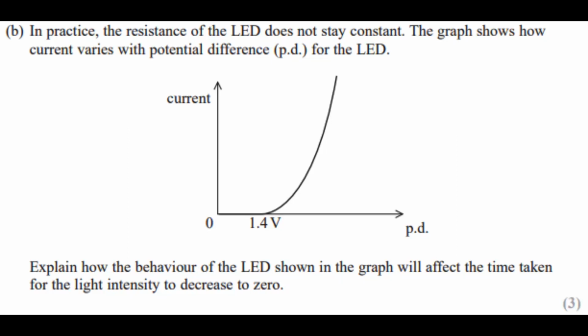Okay, so we got a question right here. In practice, the resistance of an LED does not stay constant. I mean, it is continuously being varied, right? The graph shows how current varies with potential difference (PD) for the LED. Explain how the behavior of the LED shown in the graph will affect the time taken for the light intensity to decrease to zero.